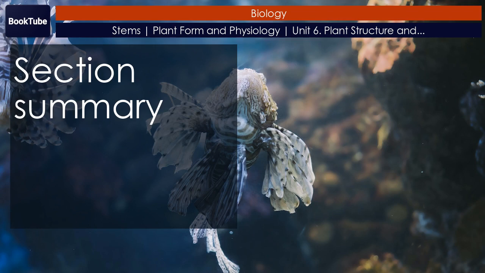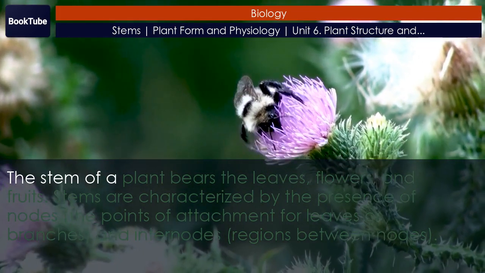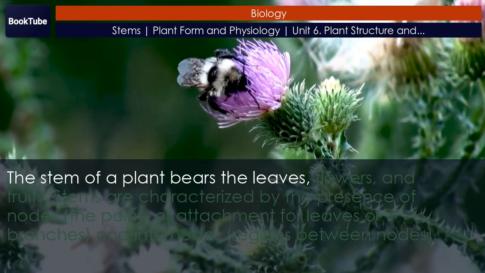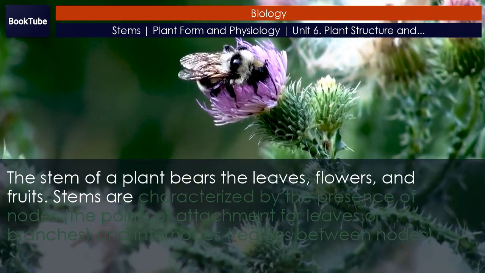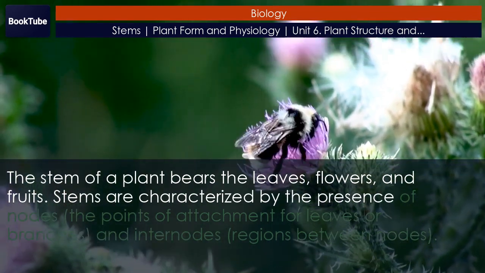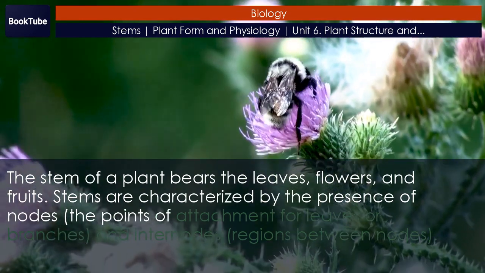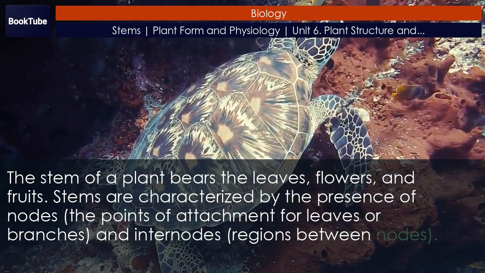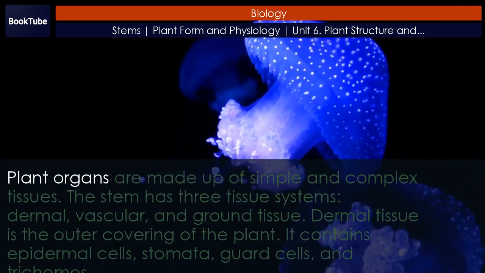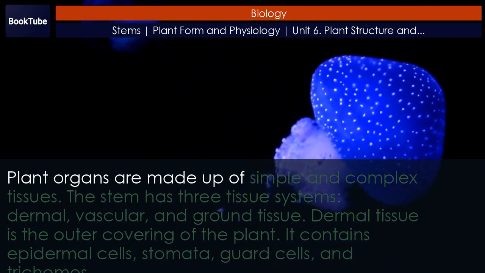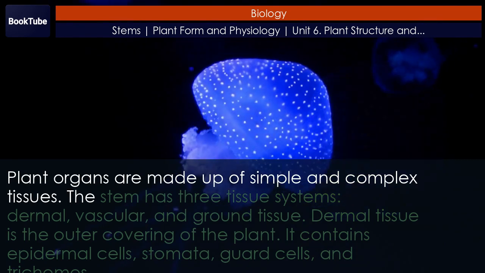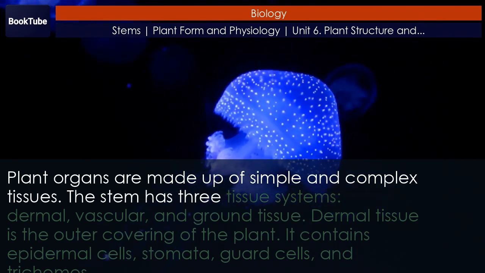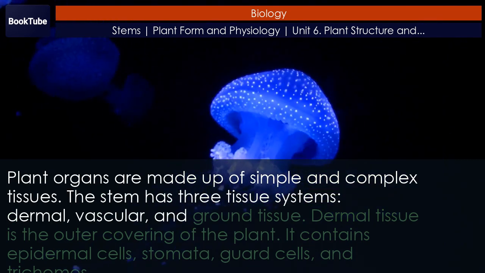Section summary. The stem of a plant bears the leaves, flowers, and fruits. Stems are characterized by the presence of nodes, the points of attachment for leaves or branches, and internodes, regions between nodes. Plant organs are made up of simple and complex tissues. The stem has three tissue systems: dermal, vascular, and ground tissue.